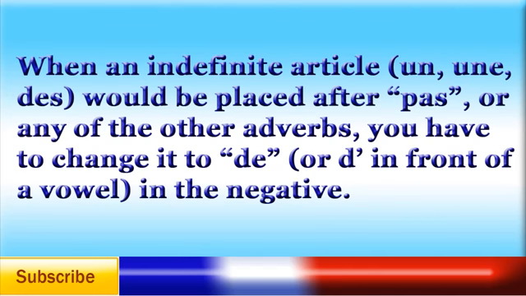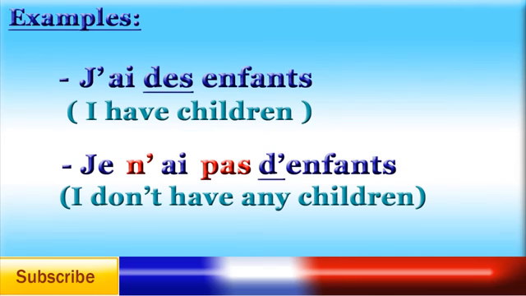When an indefinite article, such as un, une, des, would be placed after pas or any of the other adverbs, you have to change it to de, or the apostrophe in front of a vowel, in the negative. For example, j'ai des enfants. This is a positive statement and des is an indefinite article. So in the negative it becomes je n'ai pas d'enfants. Des becomes d'. I have children. I don't have any children.